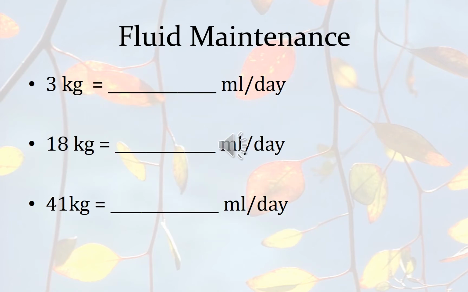As I had on the previous slide, there are some sample questions in your book on page 764. If you need more practice, here are a couple more practice questions. For a 3-kilo kid, they would need 300 mLs per day. An 18-kilo kid would need 1,400 mLs per day. And for a 41-kilo kid, they would need 1,920 mLs per day.